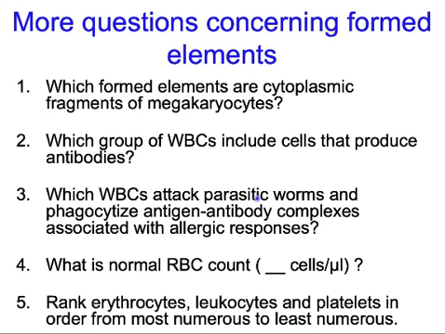Which group of white cells include cells that produce antibodies? And that's the lymphocytes, right? Which are a group of leukocytes, white blood cells.